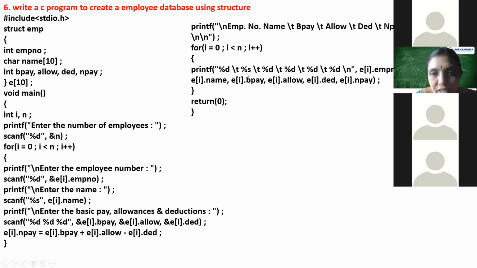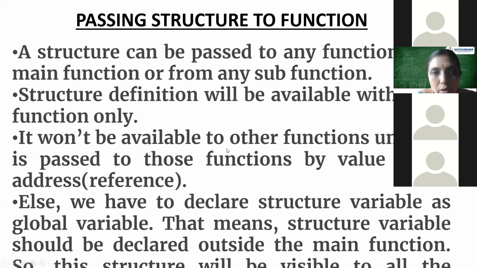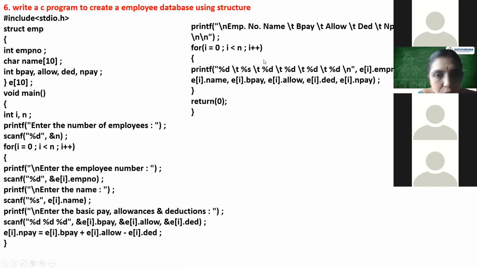Print of percentage D, with \t as well as \n, for printing the details of the employees. Okay, we'll go for executing these programs. Do you know the difference between declaring the structure immediately after defining the structure, and declaring it separately? There are two ways in which we can declare the variable: one immediately after defining the structure, or we can define it separately.